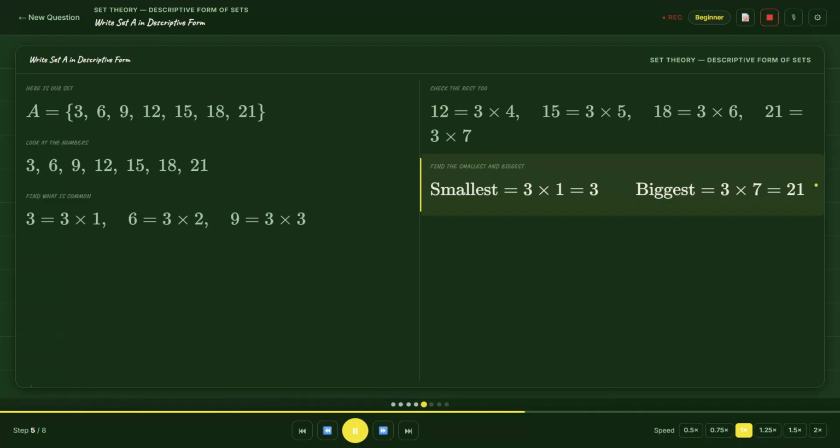The smallest number is 3 and the biggest number is 21. So our set has multiples of 3 starting from 3 and going all the way up to 21.